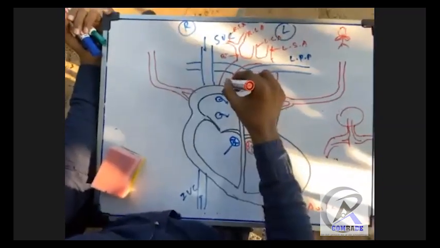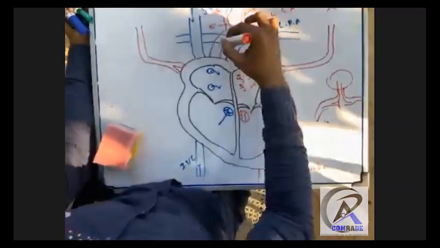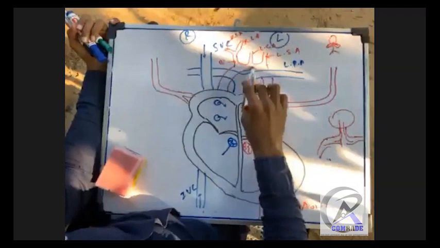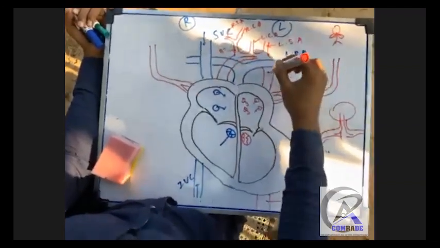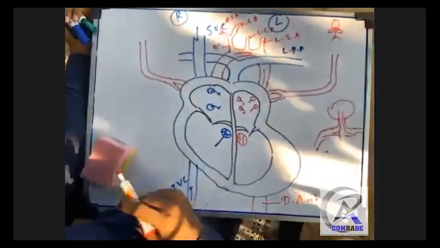So this is the ascending aorta, it comes up like this. This is the aortic arch, and this is the descending aorta. You can write it from here also, right?